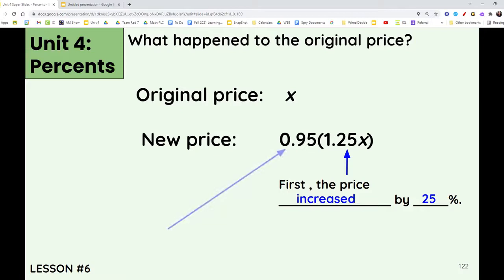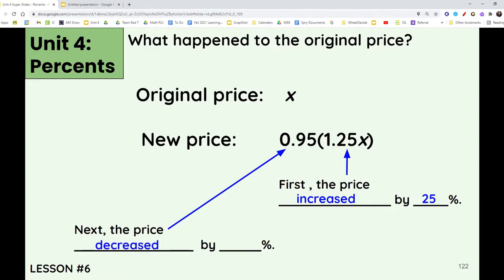Now let's go outside of parentheses. I'd be multiplying by 0.95. Did the price increase or decrease? Since it's less than 1, it decreased. How much did it decrease by? Well, if it's 95%, that means it decreased by 5%. So what happened to the original price here is first, in parentheses, it increased by 25%. And next, outside of parentheses, it would decrease by 5%.